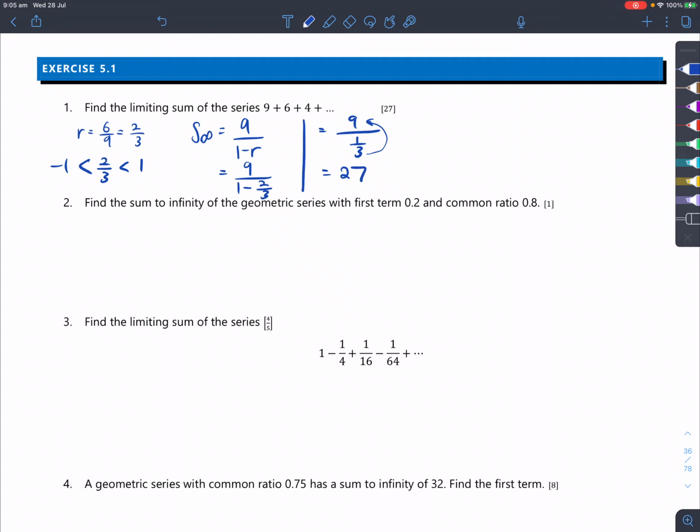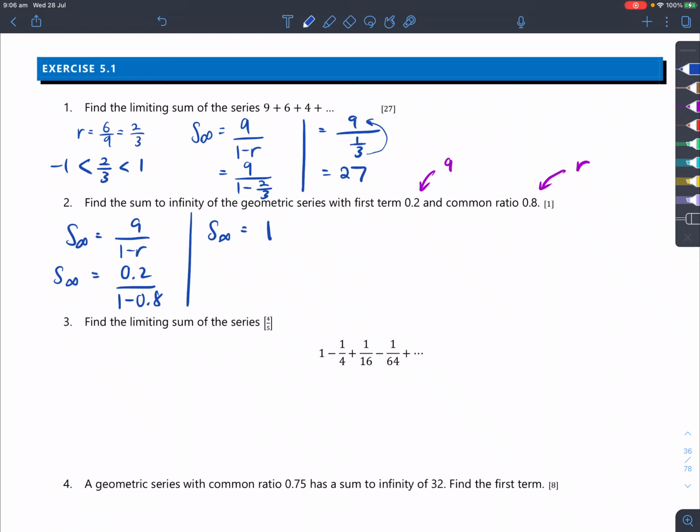Question 2. Find the sum to infinity of the geometric series with first term 0.2 and common ratio 0.8. So we're going to use that formula once again. S to infinity is equal to a over 1 minus r. Over here, we've already got a, and this is our ratio. So by substituting this in, we get 0.2 over 1 minus 0.8, and that is equal to 1. Okay, because it's going to be 0.2 over 0.2.